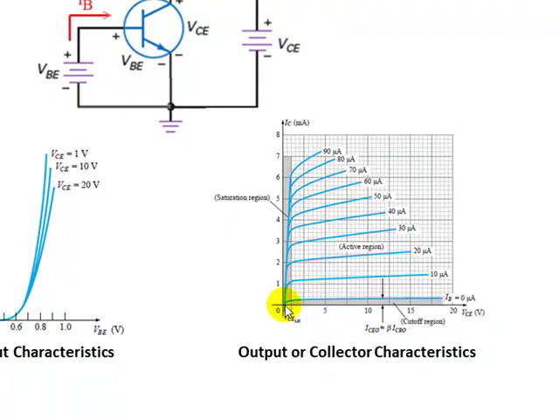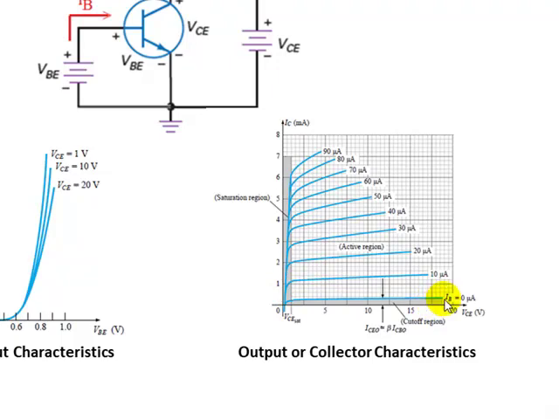As you can see here in the output characteristics, there are three regions. We have the saturation region. Before a certain voltage VCE, the transistor is in the saturation region, and after that VCE, the transistor enters the active or linear region. We also have the cutoff region.